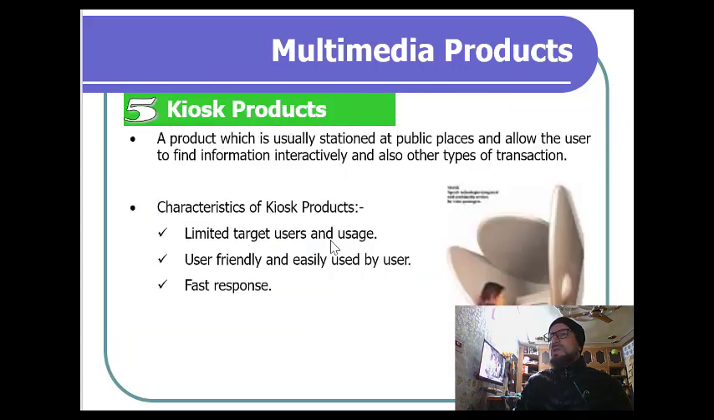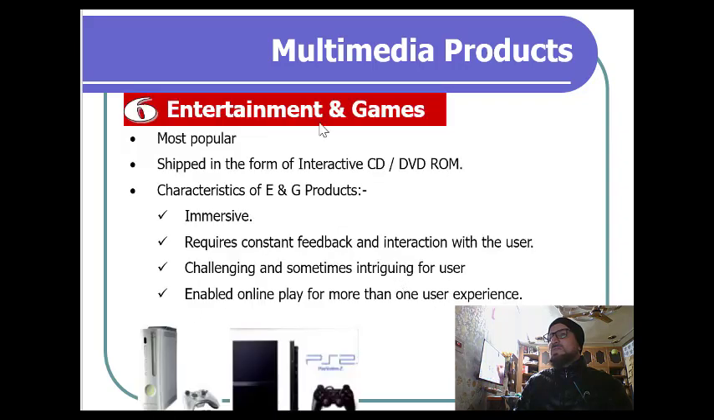Now the kiosk, I told you, is a small window in the room where we have the products. You can either get information from that window, or you can buy things from the window like newspapers. So they have limited target users and usage. They are user friendly, easily used by users, and have fast response. Then there are entertainment and games, which is quite obvious. The multimedia products are there.